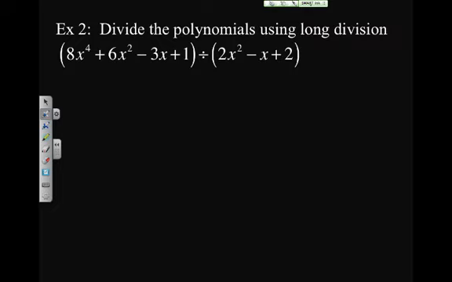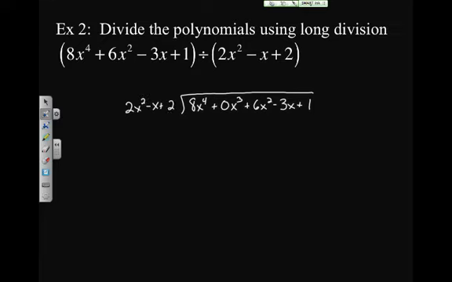So again, using this same process, we can divide 8x to the 4th plus 6x squared minus 3x plus 1. But notice there's no x cubed term. When there is a missing term, we have to put in what is called a filler term. So 0x cubed plus 6x squared minus 3x plus 1. We put in that filler term to hold the place value of the x cubed. Then over here we still have 2x squared minus x plus 2.